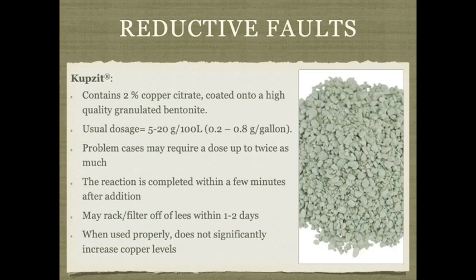And then another product, Coopsit, has 2% copper citrate coated with granulated bentonite. Usual dose is anywhere from 5 to as high as 20 grams per 100 liters, so that's about 0.2 to 0.8 grams per gallon. With severe batches, you might have to use as much as twice as much, and the reaction happens pretty quickly. And then after a couple of days, you rack off the lees. This also does not increase copper levels significantly.